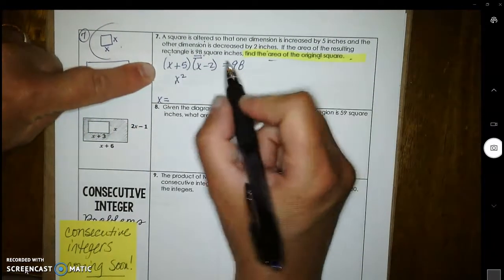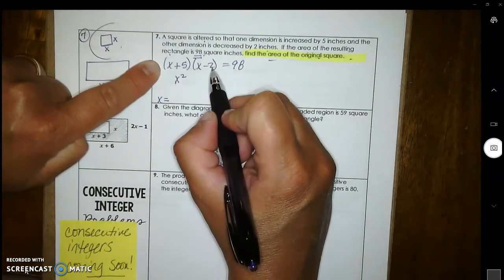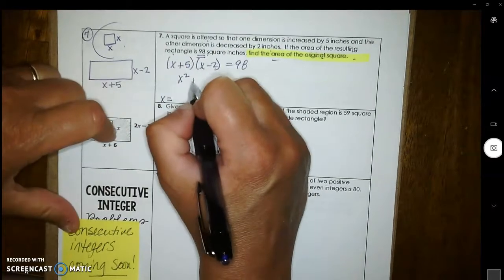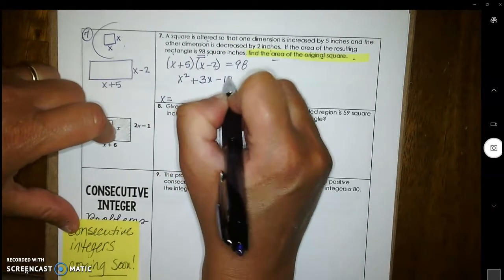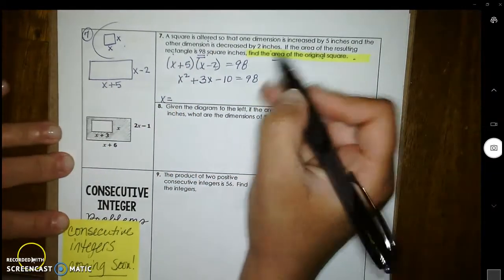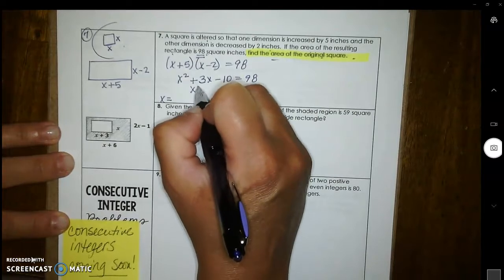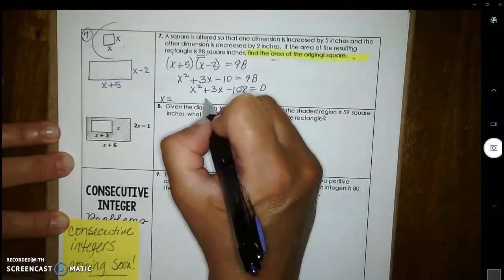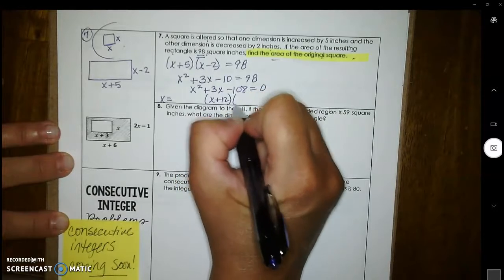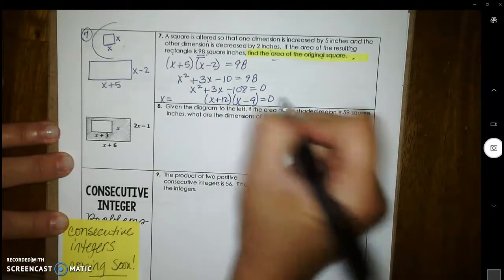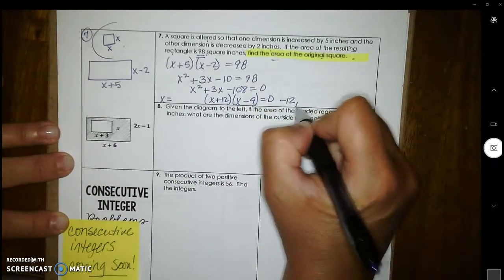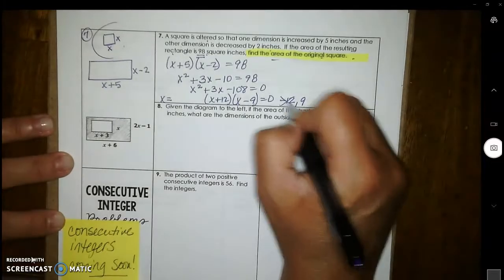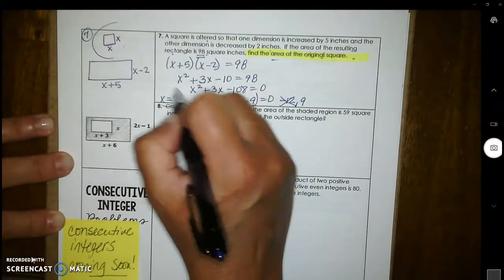So we get x squared, minus 2 plus 5, so that's plus 3x minus 10. Let's subtract that 98 over and factor. Okay, and I get a negative 12, positive 9. Well, it's not negative 12, it's definitely positive 9.